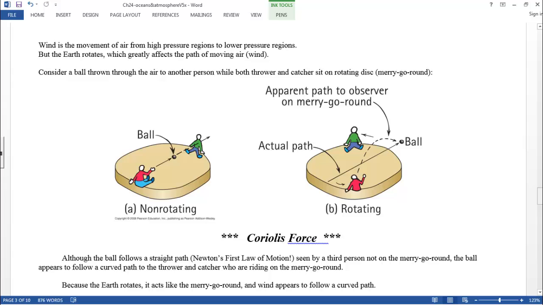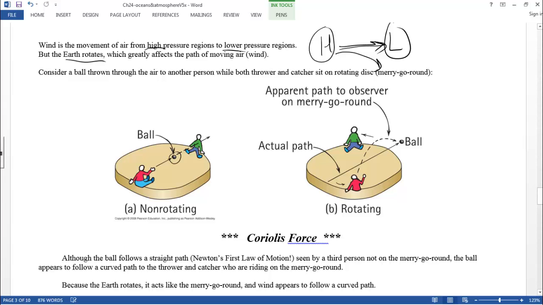So essentially, wind is the movement of air from high to low pressure. And normally we would think that the air is going to move in a straight line, right? Newton's first law. But the Earth is rotating. And so what we observe is that the air is going to be turned to the right. What's going on there? Well, let's not move air.